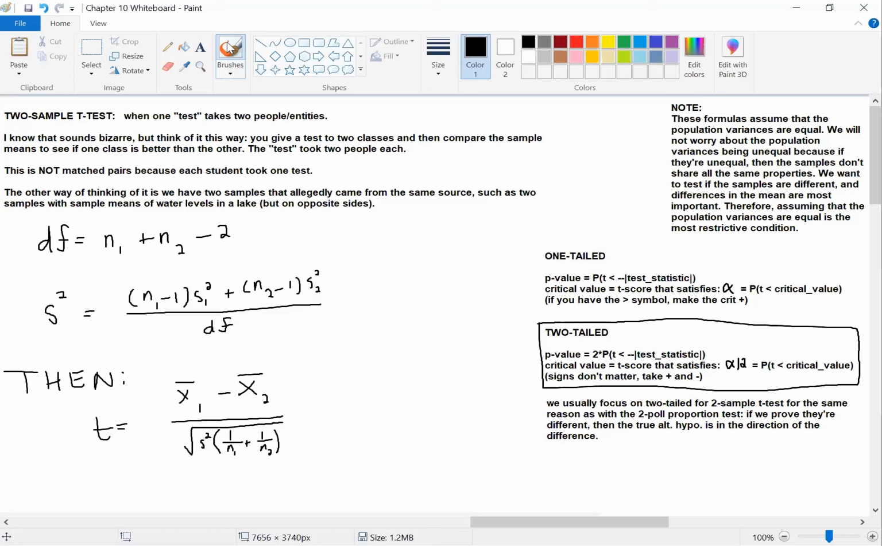Now, again, we deal with s squared, not the square root of s, because the formula has s squared anyway, save us some time. Now, I know this looks a little bit goofy. This is actually just pooling your standard deviations.